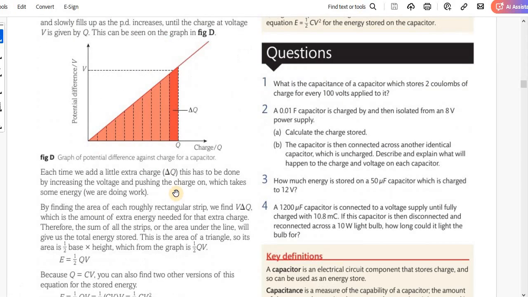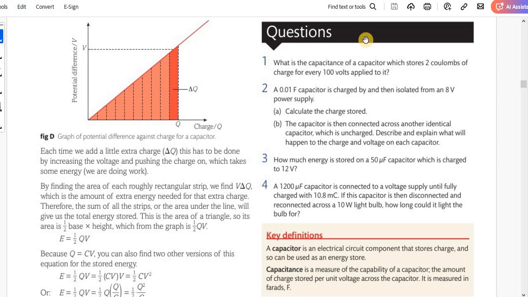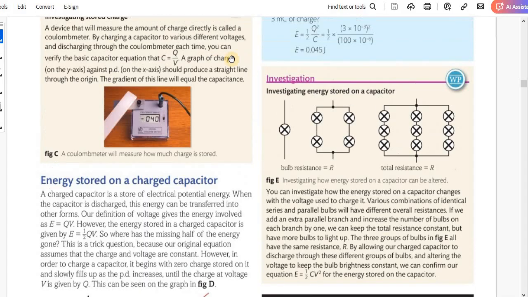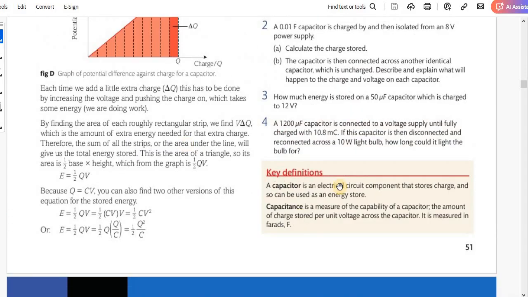Okay, and then we learned about energy stored in capacitor. So make sure you answer all these questions and check the answers from the answers to this textbook. Make sure, that will ensure that you have understood the relevant material. Also, you can go through the revision notes and understand it. Then the key definitions are very important.